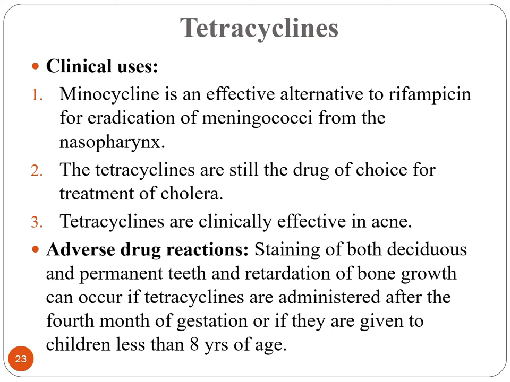Regarding the adverse drug reaction of tetracycline, staining of both deciduous and permanent teeth and retardation of bone growth can occur if tetracyclines are administered after the 4th month of gestation or if they are given to children less than 8 years of age. This is because tetracycline chelates with calcium, which can cause permanent staining of the teeth, characterized by a yellow color. So they are contraindicated in pregnancy and in children less than 8 years of age due to this cause.